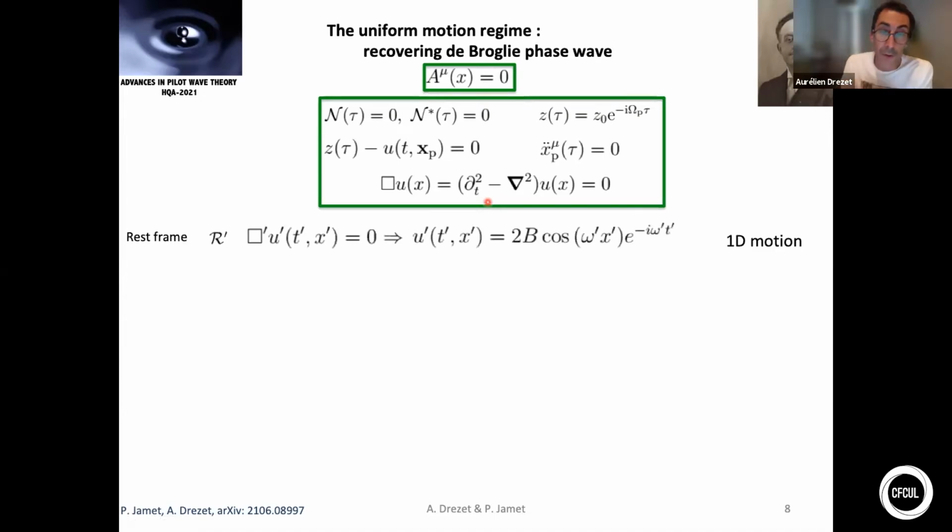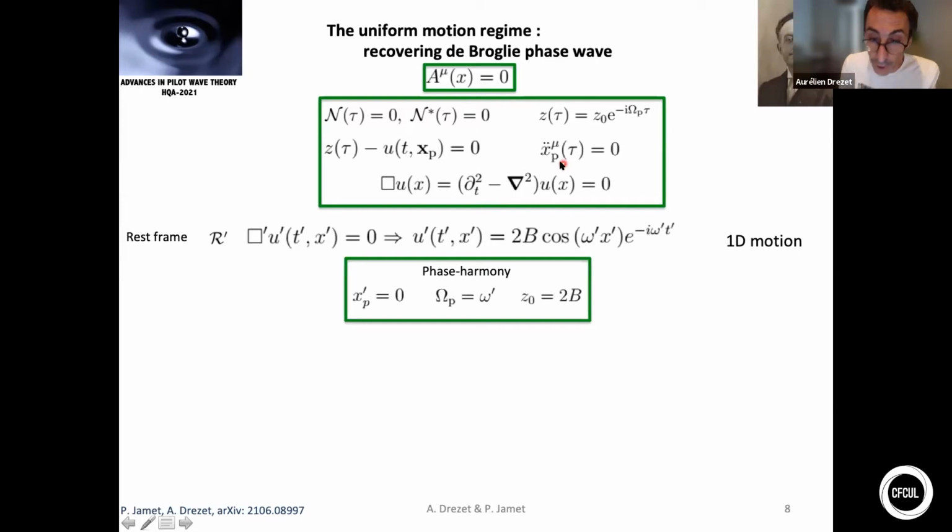This can be easily solved, for example, in 1D. In 1D, you go to the rest frame, where you have the D'Alembert equation like that, and you try a simple stationary wave, which in 1D is something like that. If you use this and consider the other equation, you see that you have the phase harmony condition of de Broglie, which fits very well. The particle is at rest. The frequency of the clock equals the frequency of the wave. The amplitude of vibration of the clock equals the amplitude of the wave. So this is already something interesting.